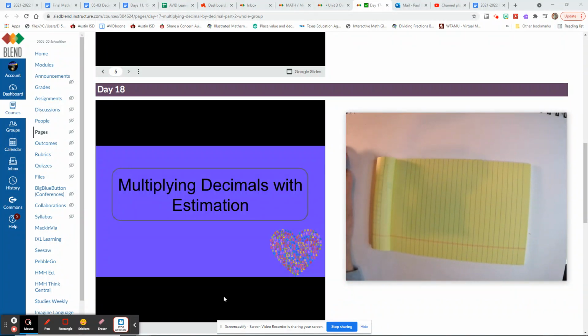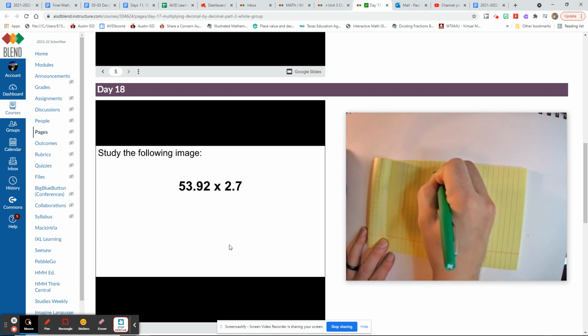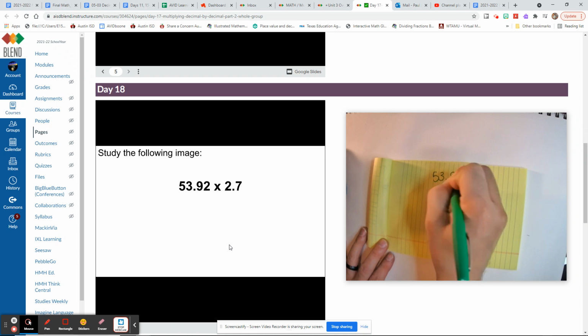Welcome to Multiplying Decimals with Estimation. Let's go ahead and take a look. Study the following image: 53 and 92 hundredths times 2 and 7 tenths. So we're looking at 53 and 92 hundredths and the number 2 and 7 tenths.